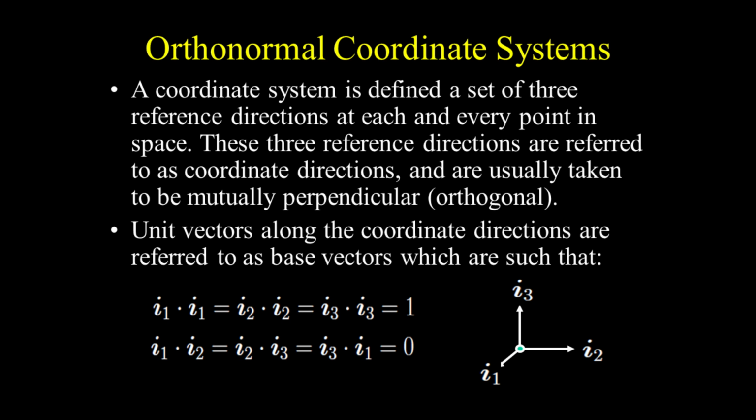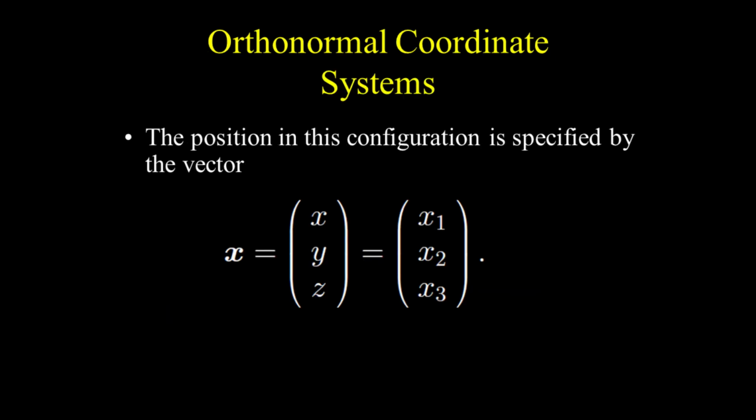The base vectors are I1, I2, and I3. The position in this configuration is specified by the vector X, in bold, which represents the vector here, equals (x, y, z), equals (x1, x2, x3).